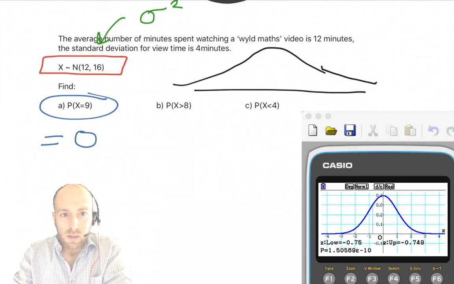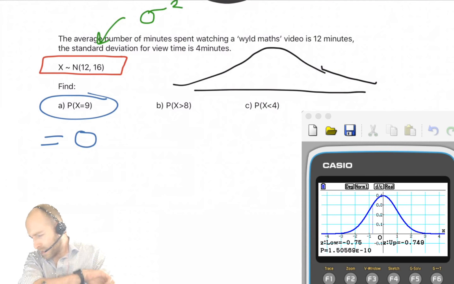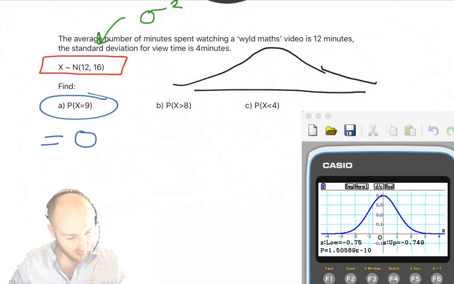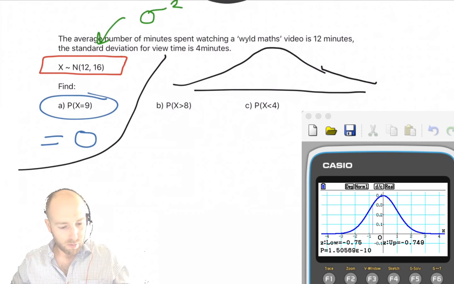Cool. All right. The other one's a bit more standard. So we're going to do x is greater than 8 next, and we're going to sketch that. So if I put a line here, kind of cordon that one off.